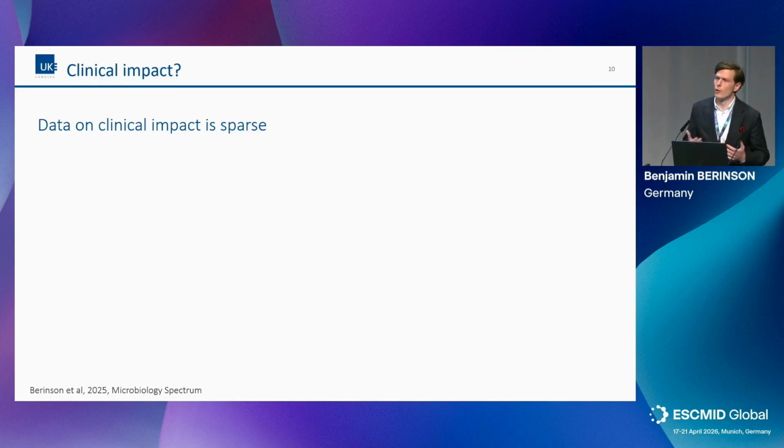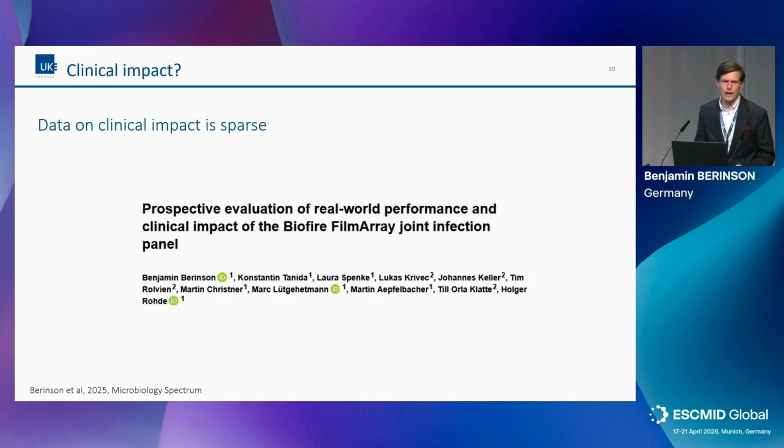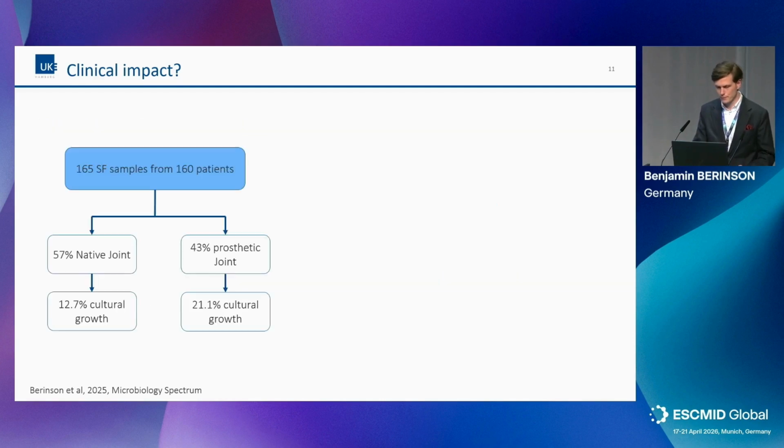So it's important to look not only at how these panels are performing, but also at how this translates into clinical impact. Especially with syndromic panel PCRs on synovial fluid, data on clinical impact is very sparse. That's why I would like to dive a little into a recent publication we had together with the orthopedic surgeons at our hospital, where we focused on real-life performance and gathered data on time to result in a real lab setting. We also analyzed the impact on antibiotic management.